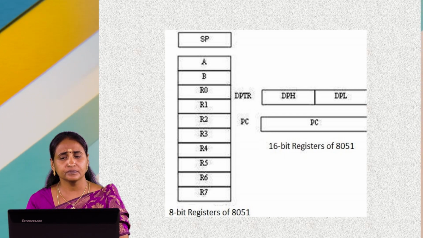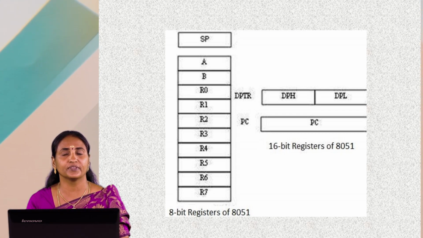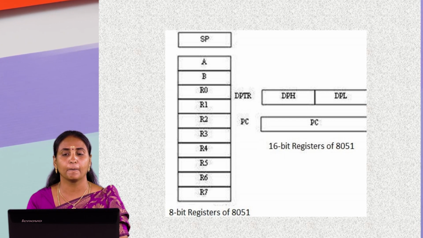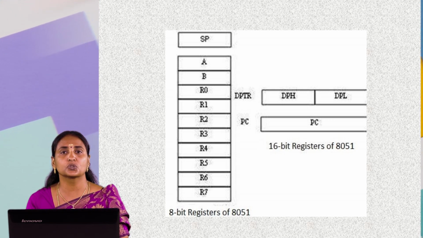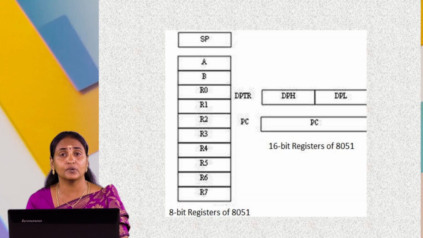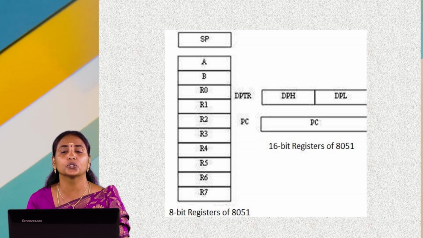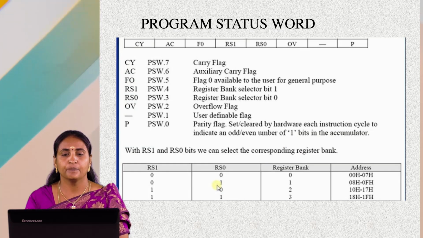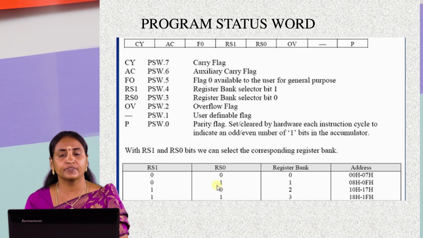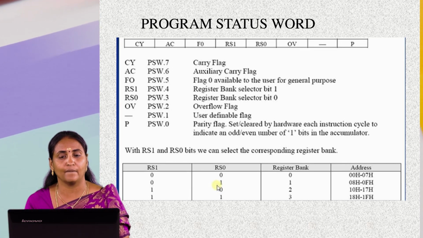Program counter. It is a 16-bit register of the 8051 microcontroller. PC is used to point to which instruction is going to execute. The program counter points to which instruction is going to execute. Program status word. This represents the status of the program.